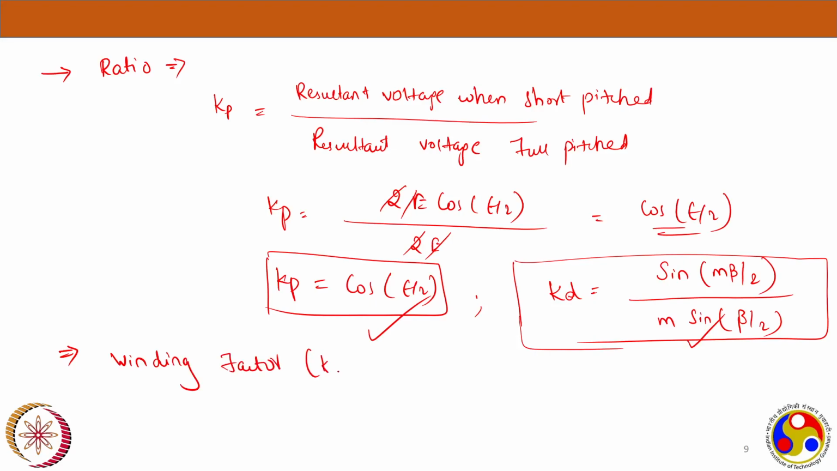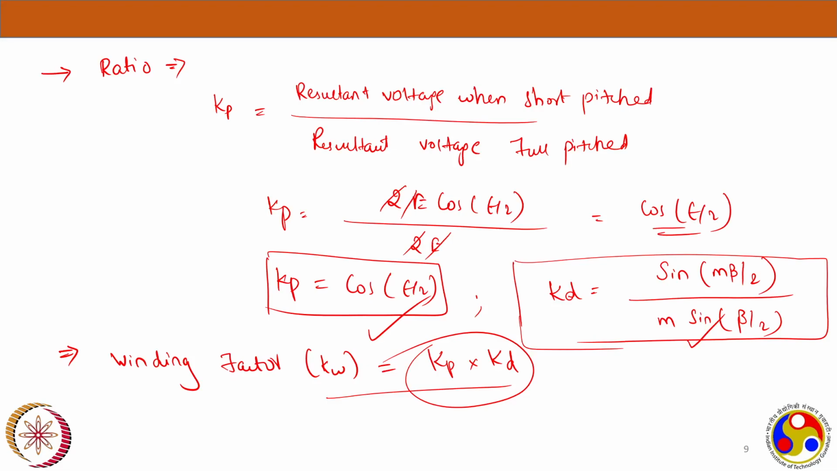We call it K with respect to W. Since it's related to winding, short pitch winding and distributed winding, we are calling it a winding factor, and it's a multiplication of Kp and Kd. This is the amount by which the entire voltage will be reduced, and it's simple. You can calculate it by multiplying Kp and Kd, and you will get how much voltage reduction you can observe.